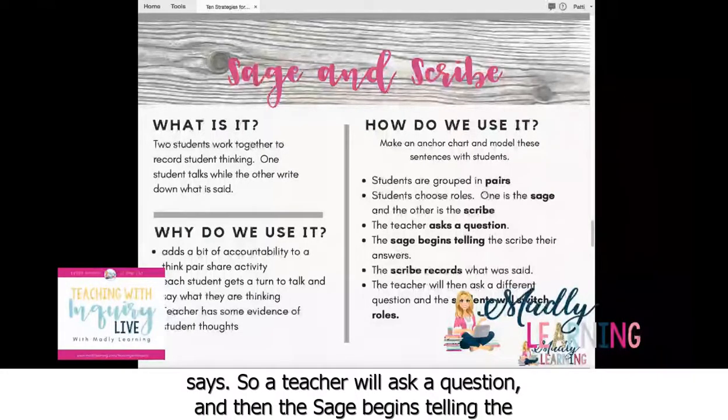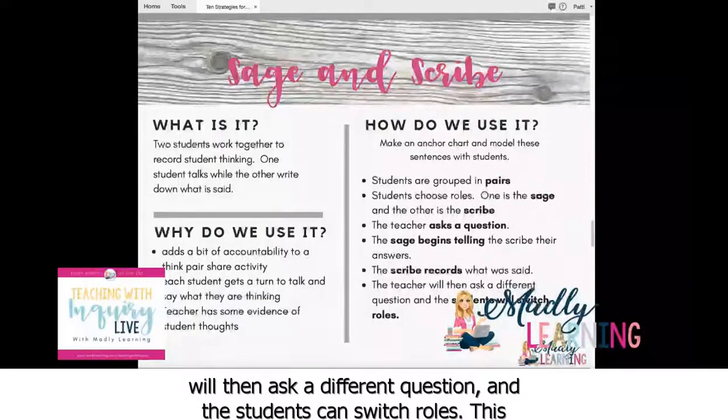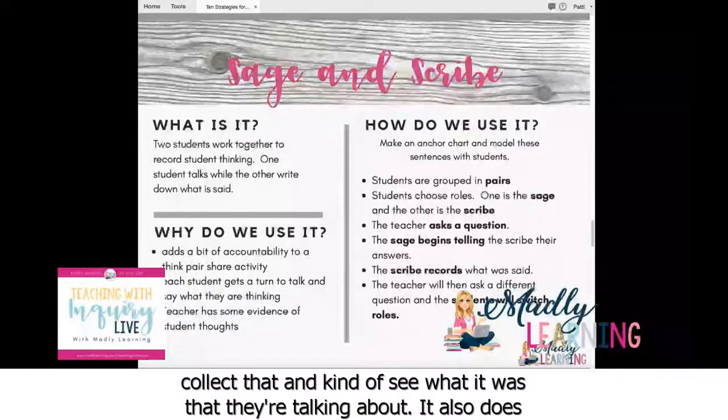So a teacher will ask a question, and then the sage begins telling the scribe their answer. Then the scribe records what was said, and the teacher will then ask a different question, and the students can switch roles. So this one's great because you get that data. So if they're writing stuff down, you can collect that and kind of see what it was that they're talking about.